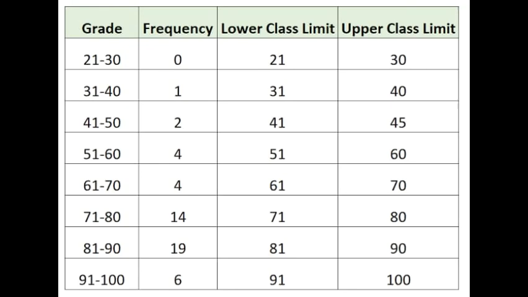So, in the last class, we had talked about what a range is. Range is the difference between the lowest and the highest number. Let's say the lowest is 3 and the highest is 30. So 3 to 30 is the range. That is what we would need.